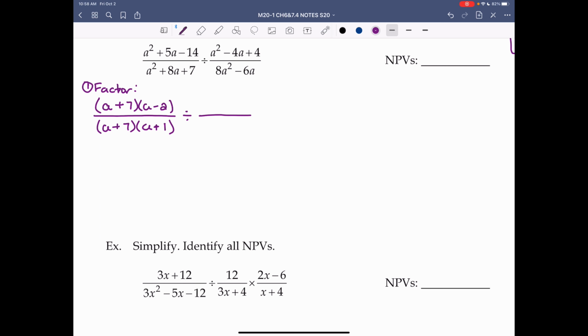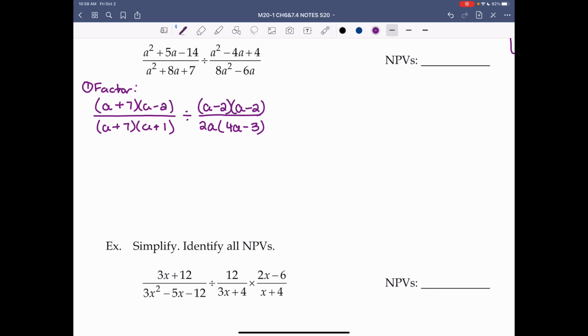Next fraction, a squared minus 4a plus 4. Two numbers that multiply to positive 4 and add to negative 4. If they multiply to a positive but add to a negative, they both have to be negative. A minus 2 times a minus 2. Negative 2 times negative 2 is 4, and negative 2 plus negative 2 is negative 4. And on the bottom, 8a squared minus 6a, we can factor out 2a. We get 4a minus 3.